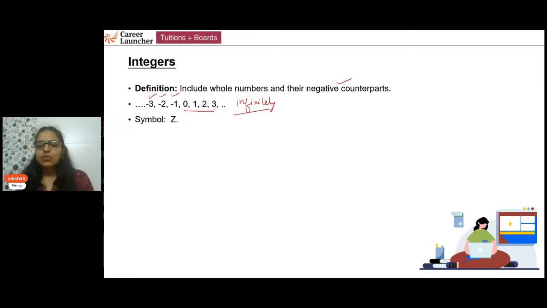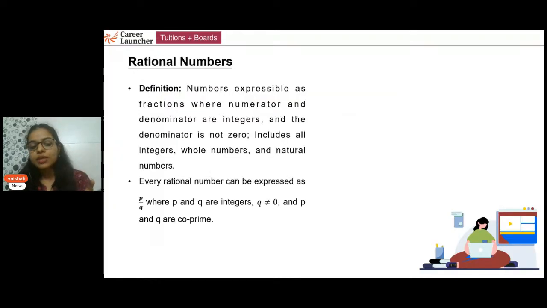Okay. And what is that symbol that we make use of? It is capital Z. And this is what we call integers, right? So while we are moving forward, it's important to understand how we distinguish between an integer, a natural number, and a whole number. Because उसी में से questions भी बनते हैं, right?